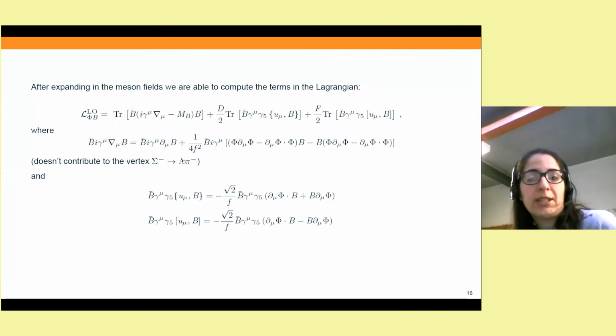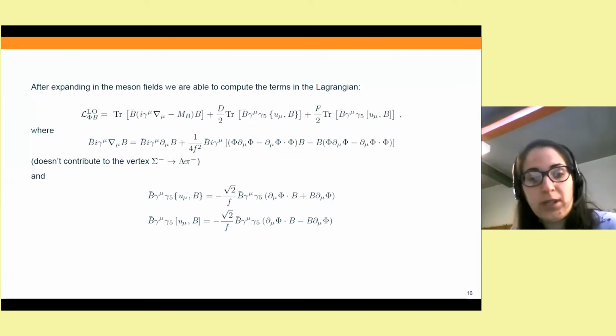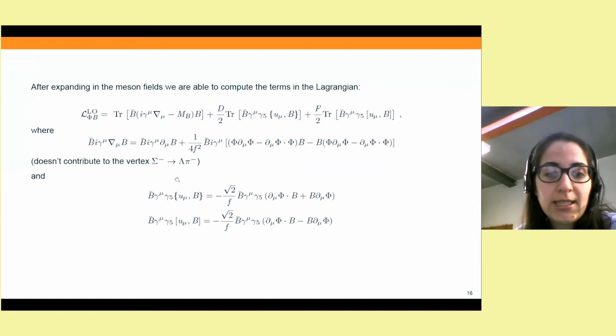Okay, so the exercise that we started yesterday that we are going to finish now is the calculation from the Chiral Lagrangian for mesons and baryons of this vertex here as sigma minus going to lambda pi minus. I'm showing here the full Chiral Lagrangian again that we started from.